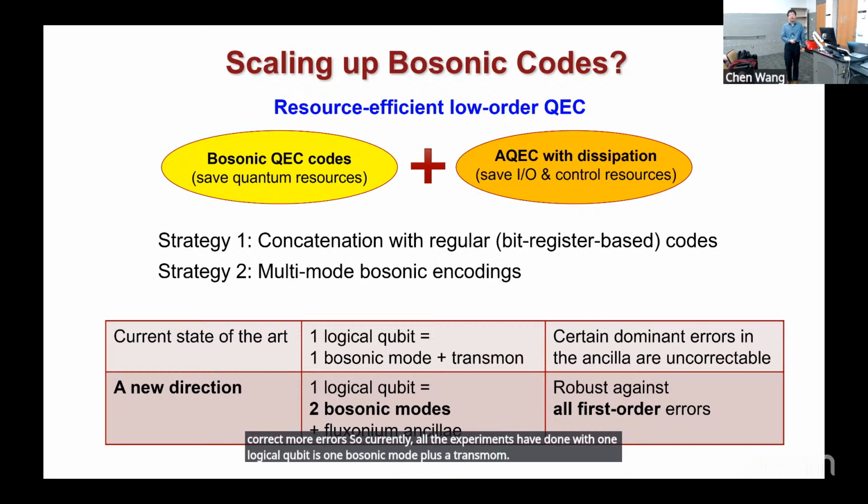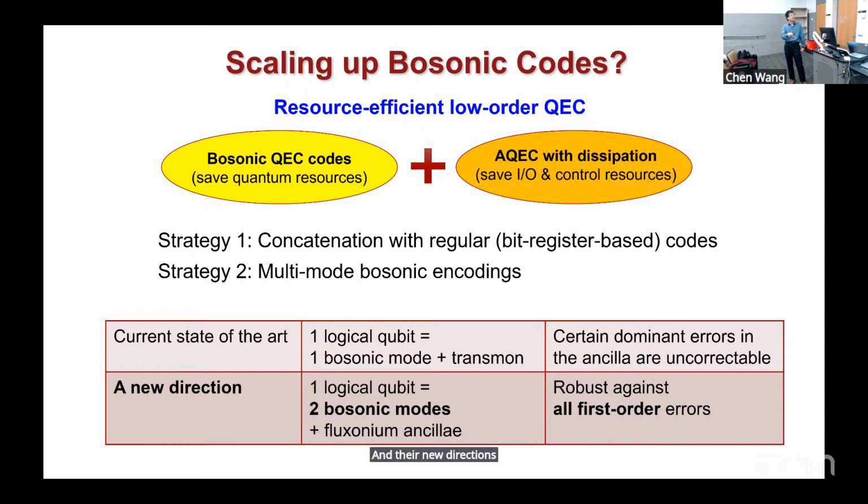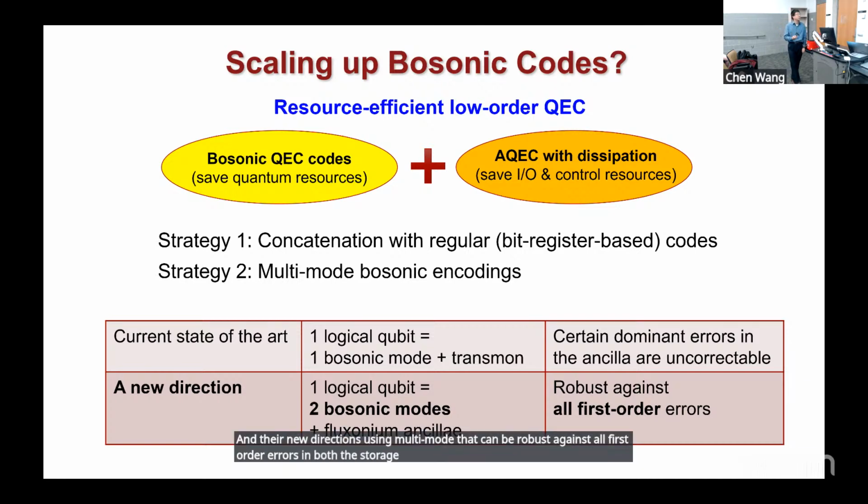And the issue, as I will show you, is that when people discuss these bosonic error correcting codes in theory land, you think about your oscillator as your media, and the ancilla is something else. You're often correcting errors in the bosonic oscillators, but the errors in your ancillary circuit are oftentimes uncorrectable, which is certainly true for the experiment I showed you earlier. And there are new directions using multi-mode that can be robust against all first-order errors in both the storage cavity as well as your ancillary qubit.